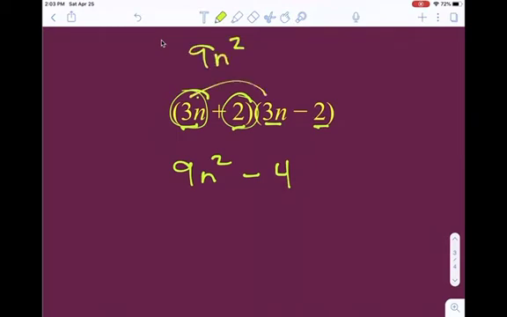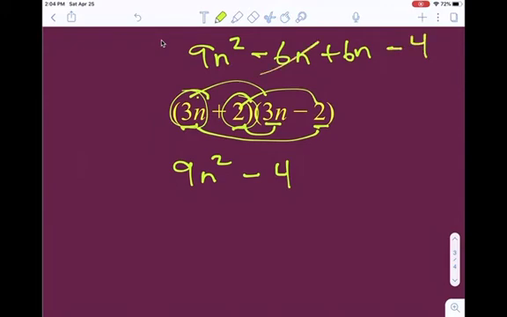9n squared. All right, let's do our outside terms the right way this time. 3n times negative 2 gives me negative 6n. Inside terms, 2 times 3n, plus 6n. And then last terms, 2 times negative 2 gives me negative 4. Again, those cancel out, and you do indeed wind up with 9n squared minus 4.